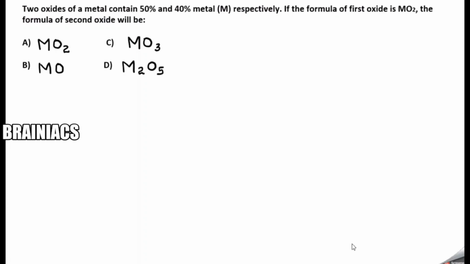Okay, so let us start. So I hope you could see the question. Just read the question. Two oxides of a metal contain 50% and 40% of the metal respectively. If the formula of the first oxide is MO2, then the formula of the second oxide is. So here we are talking about two oxides. So let me say this is my first oxide. My first oxide, they have told, is MO2.